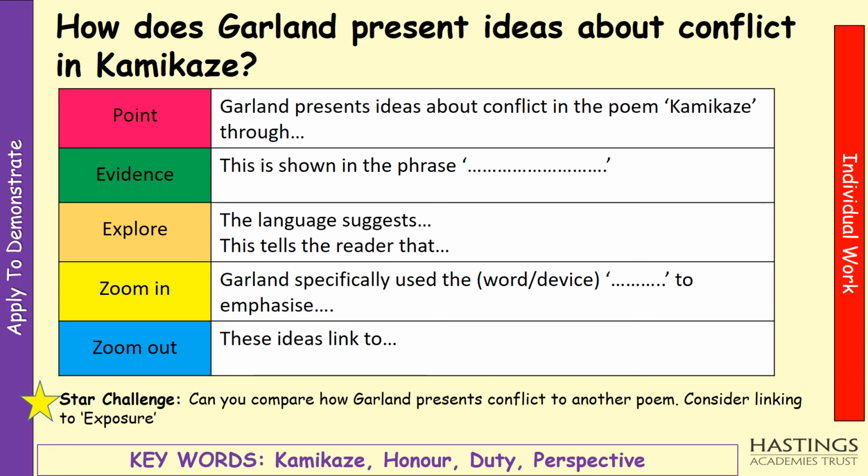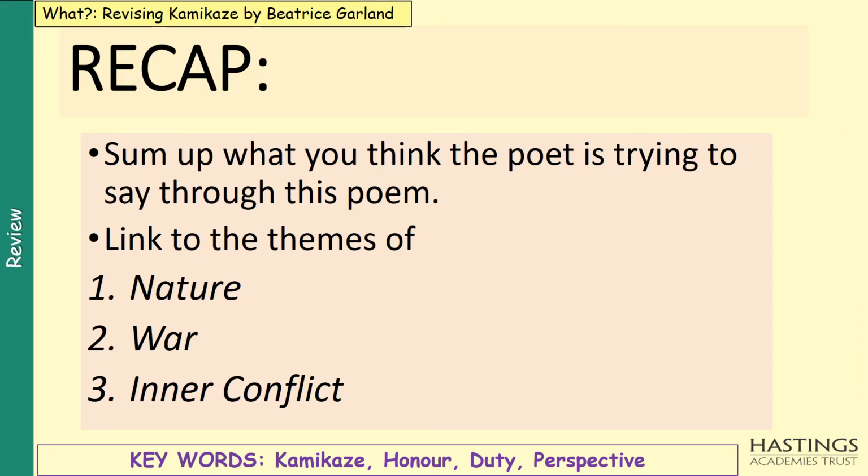Okay, hopefully we've done that. Can you make sure that you do email your paragraph to your teacher so you can get some feedback on that? And to finish off, I just want you to sum up what you think the poet is trying to say through his poem. So have a think about those themes of nature, war and inner conflict, and just a couple of sentences. What is the poet trying to say throughout the poem?